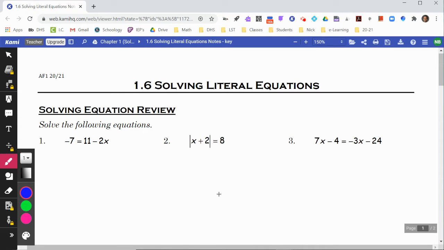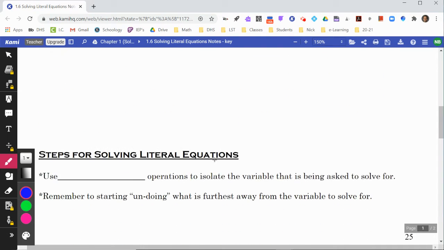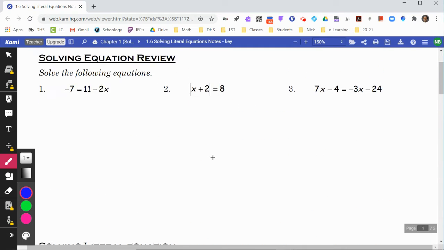So if we take a look here at problems 1, 2, and 3, these should all be kind of familiar to us. We've done these types of equations before. So we're going to start this section by doing a review. If you look at number 1, the things that I'm writing down here on my notes, you should copy down on your notes as well. We're going to be on page 25 today.